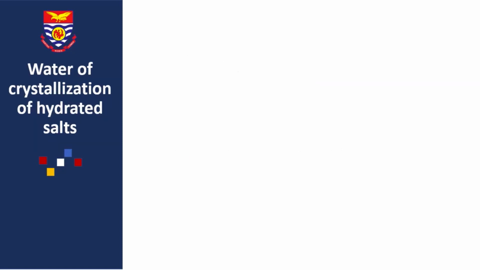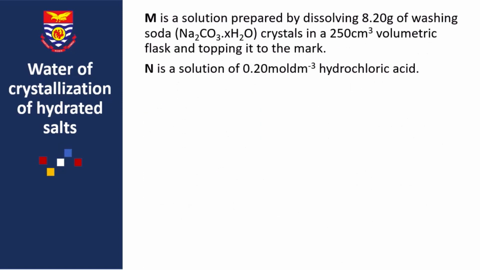So now we can solve a problem, and the problem here is that we are still going to find the number of molecules of water of crystallization. In this case, M is a solution prepared by dissolving 8.2 grams of washing soda in 250 cm cube of solution in a volumetric flask and topping it up to the mark. And then N is a solution of 0.2 molar hydrochloric acid.